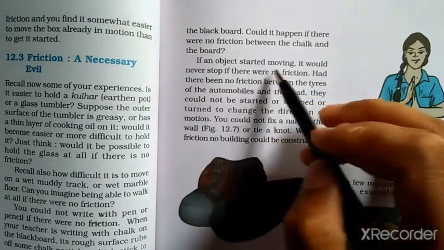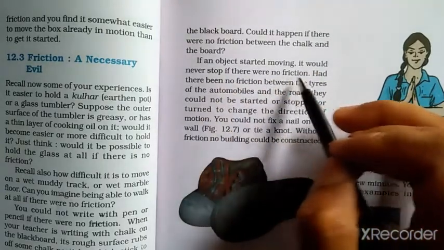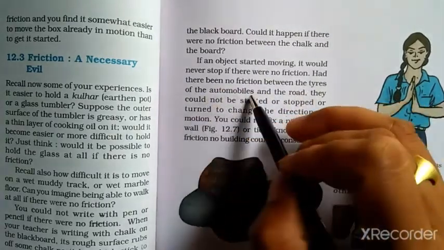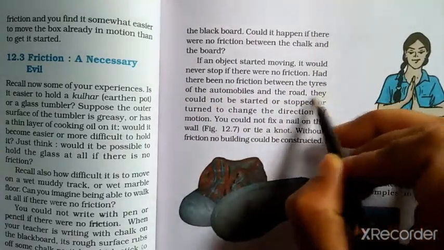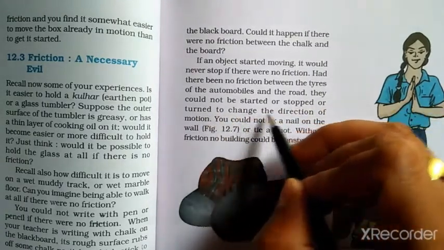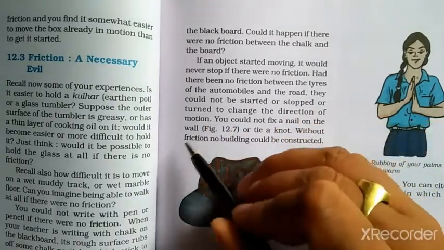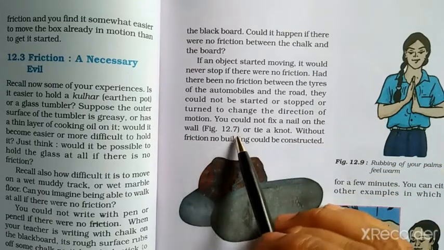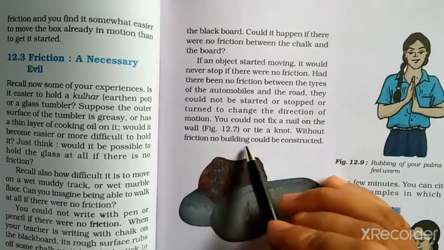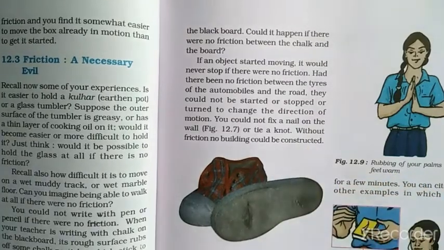If an object started moving, it would never stop if there were no friction. Had there been no friction between the tires of the automobiles and the road, they could not be started or stopped or turned to change the direction of motion. You could not fix a nail on the wall, figure number 12.7, let's see. Or tie a knot. Without friction, no building could be constructed. So here we are discussing the importance of friction.